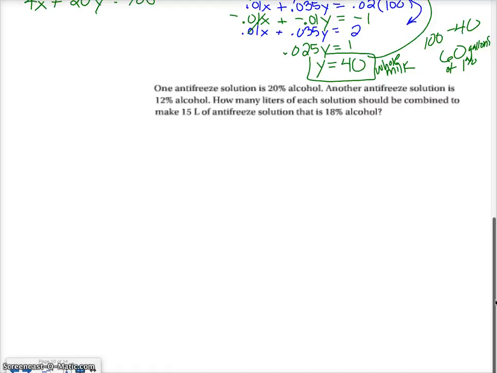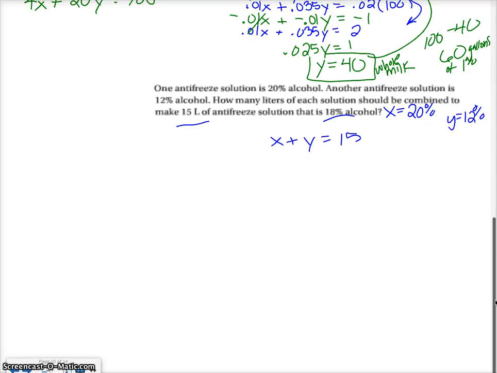One anti-freeze solution is 20% alcohol. Another one is 12% alcohol. How many liters of each solution should be combined to make 15 liters of antifreeze that's 18% alcohol? So the first one's always my total. X plus Y, I want it to be 15 total liters. And why don't I define my variable? X is 20%, Y is 12.